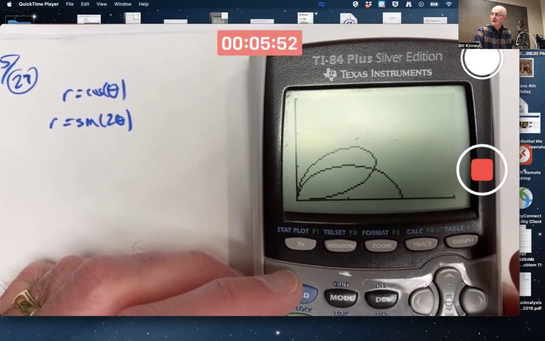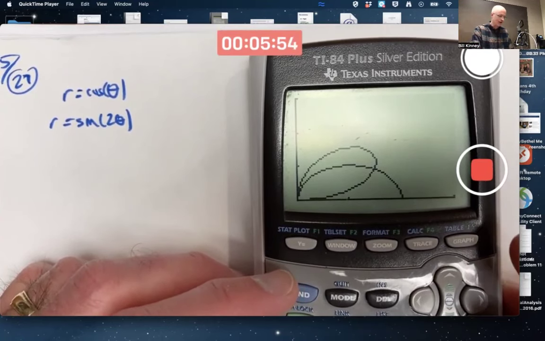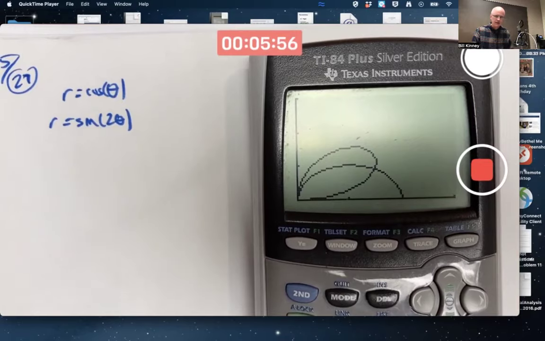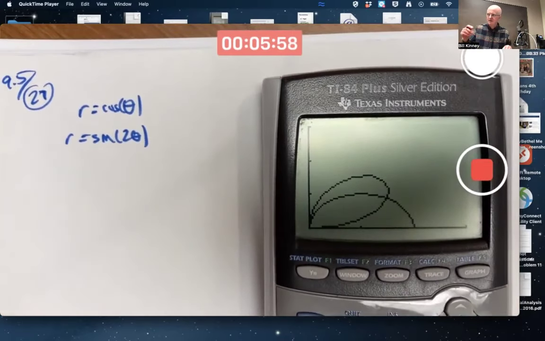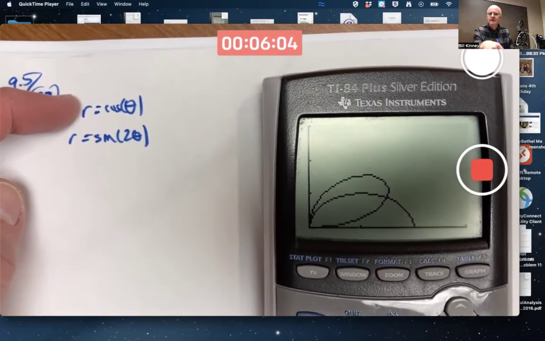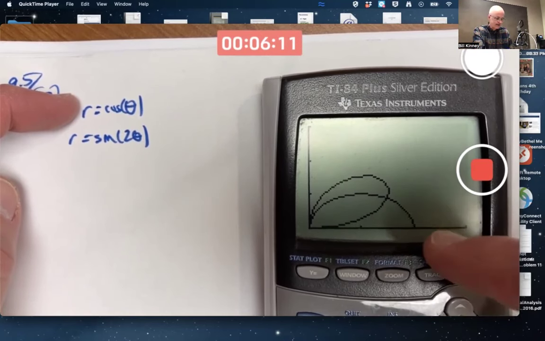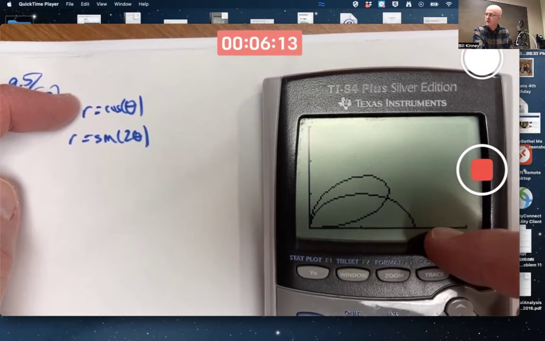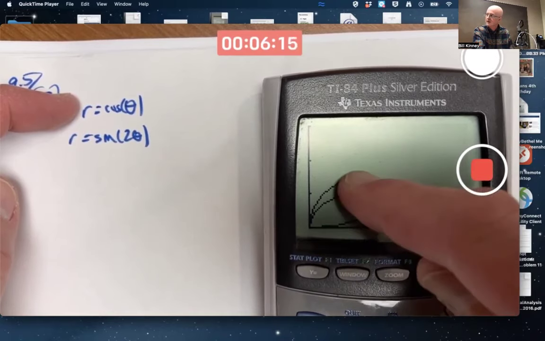Well, it almost looked like one curve, but it's two distinct curves. You should be able to think about, without actually plotting points, which curve is which. Cosine of theta when theta is 0 is 1. So r is 1 when theta is 0. You're one unit of distance from the origin when theta is 0. It's got to be this curve.